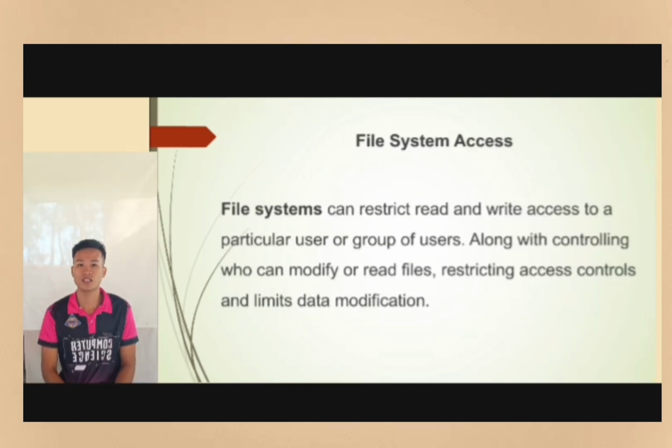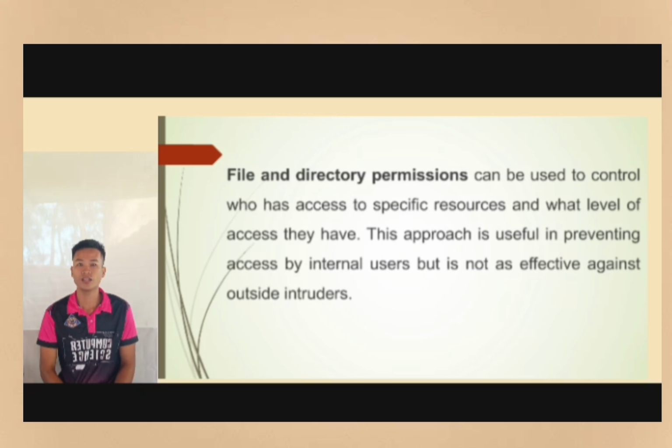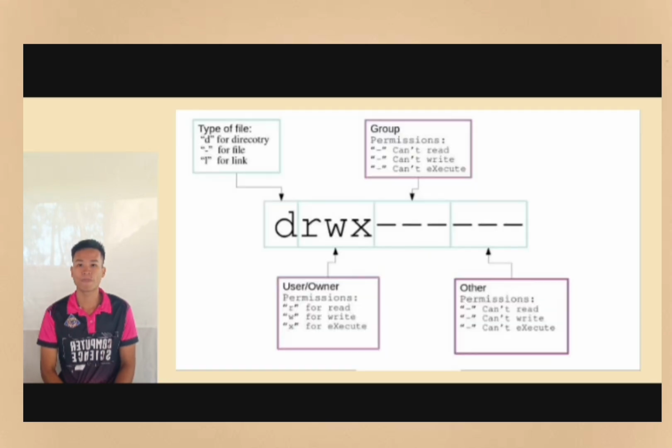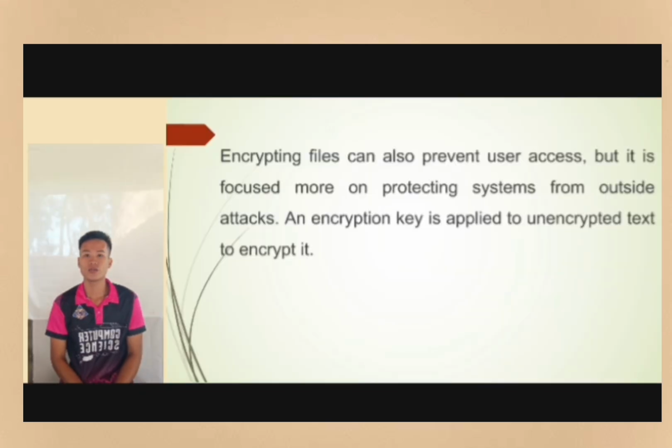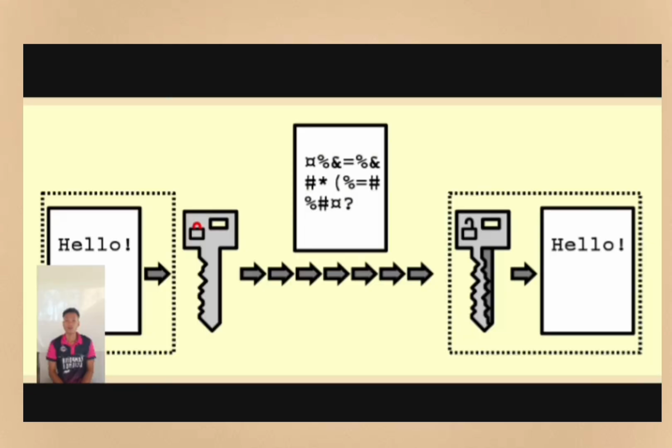System access. File systems can restrict read and write access to a particular user or group of users, along with controlling who can modify or read files. Restricting access controls and limits data modification. File and directory permissions can be used to control who has access to specific resources and what level of access they have. This approach is useful in preventing access by internal users, but it is not as effective against outside intruders. Encrypting files can also prevent user access, but it is focused more on protecting the system from outside attacks.